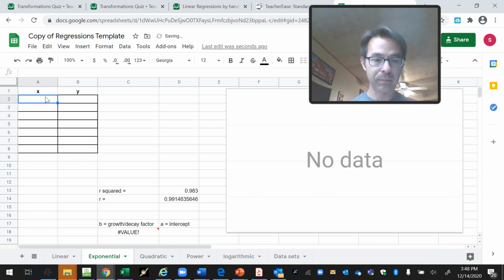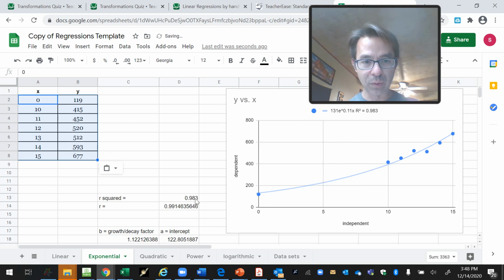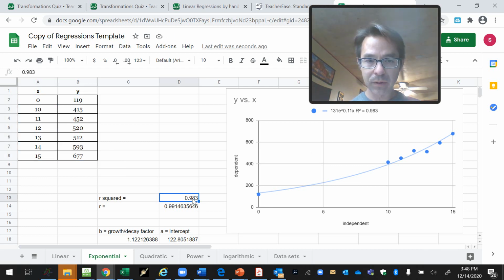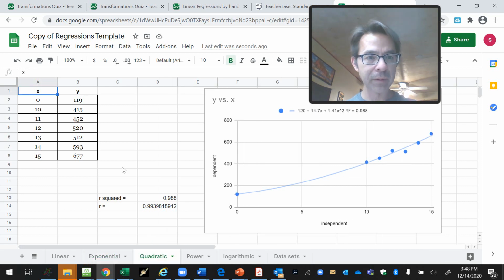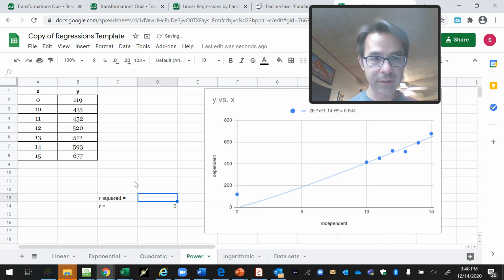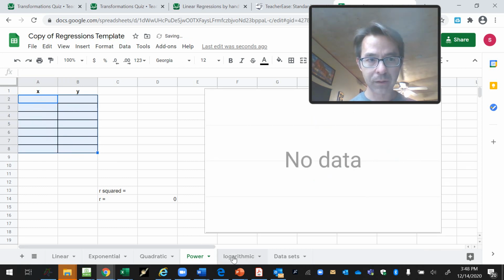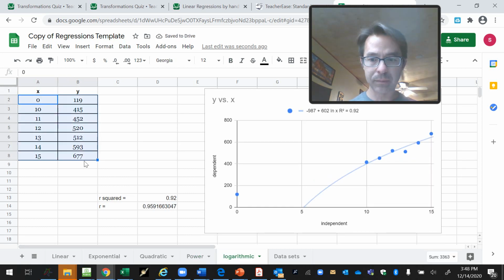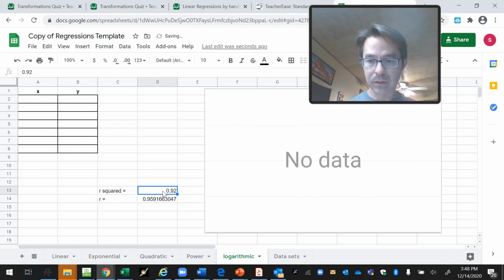So bam, bam, it tells you the R value. I already have the R squared values plugged in here, so let me go erase everything real quick. Delete. I'm going to pretend like there was no data here to begin with. Okay. Logarithmic, bam, bam, bam. Delete. And I think we're good.